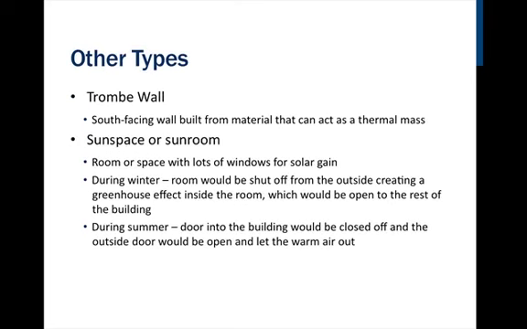Another form of passive solar can be a Trombe wall. A Trombe wall is a south-facing wall built from material that can act as a thermal mass, which stone, concrete, adobe, or water tanks can be used, combined with an airspace, insulated glazing, and vents to form a large solar thermal collector on the wall. During the day, the sun shines through the insulated glazing, warming the thermal mass. At night, the heat slowly escapes, warming throughout the night.